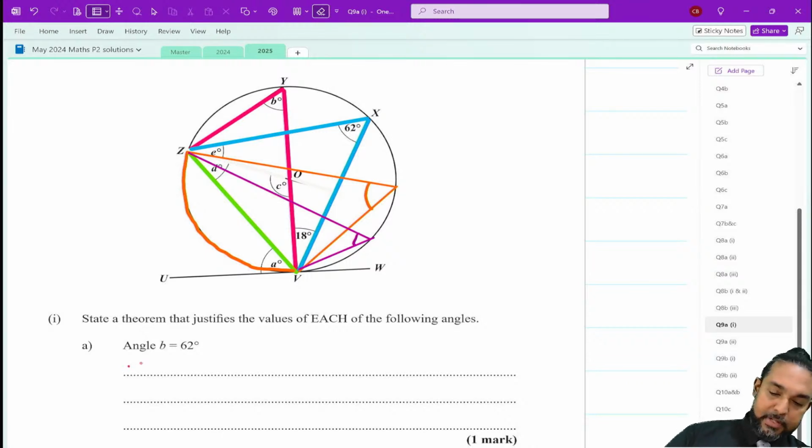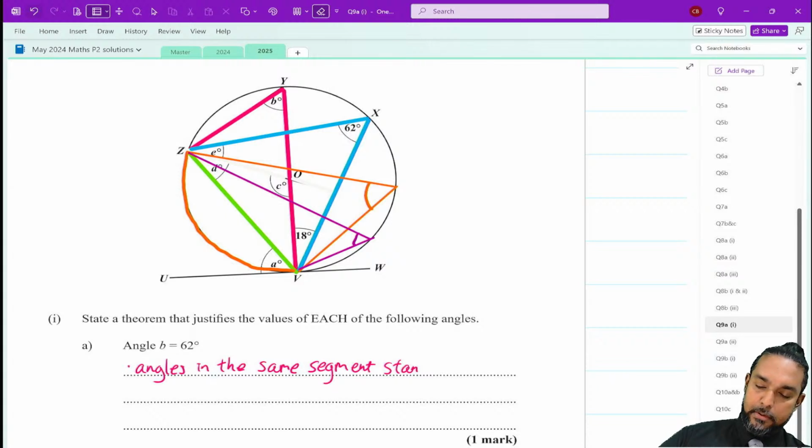Angle B is 62 because angles in the same segment standing on the same arc. Wow, what is going on with my writing today? Angles in the same segment standing on the same arc. Sorry, one sec.